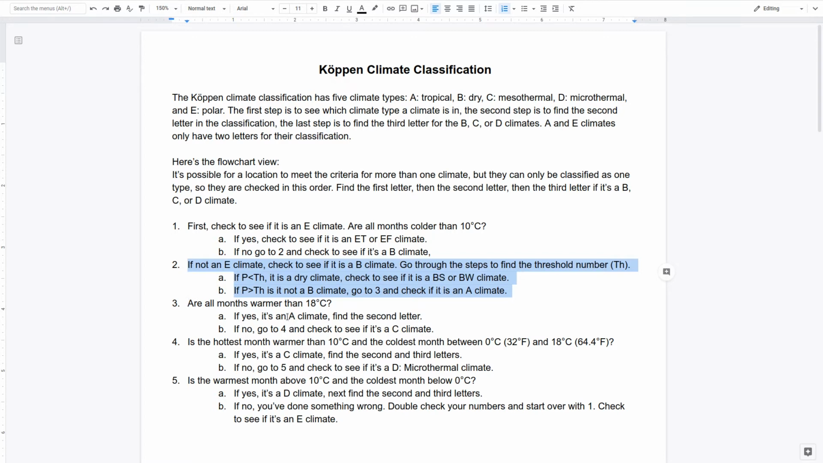Next question is, is it an A climate? Are all months warmer than 18 Celsius? If yes, then it's an A climate, so then you need to figure out what kind of tropical climate it is. If all months are not warmer than 18 Celsius, it's not an A climate. So then you check to see, is it a C climate? Is the hottest month warmer than 10 Celsius and the coldest month between 0 and 18? Well, if yes, it's a C climate. If no, go to step 5 and see if it's a D climate.